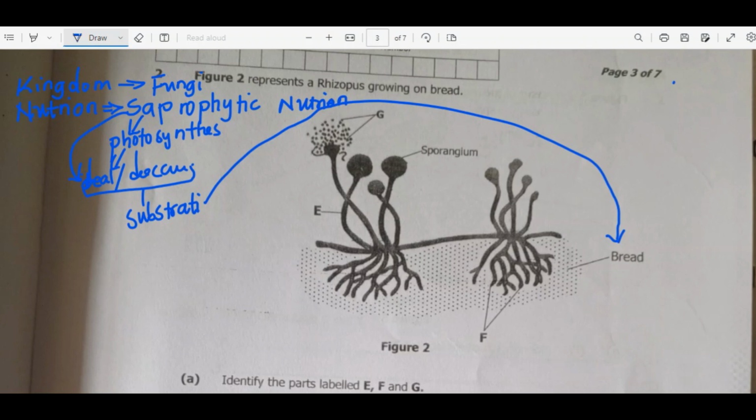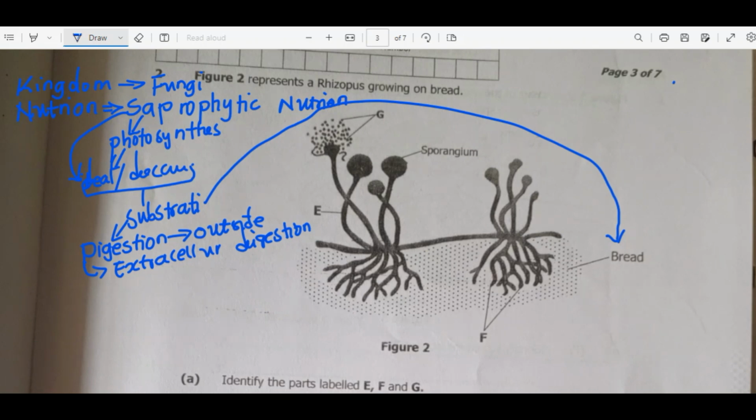Then, apart from the substrate, we need to know that there is also digestion in the rhizopus. This digestion occurs on the outside of the living cells. Since it occurs on the outside of the living cells, the type of digestion is known as extracellular digestion. So if the question comes, why is it called extracellular digestion? The answer should be because it occurs on the outside of the living cells.